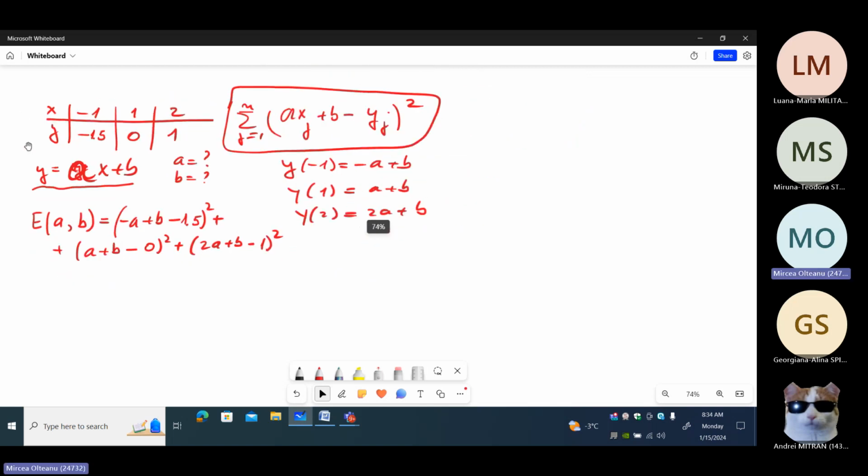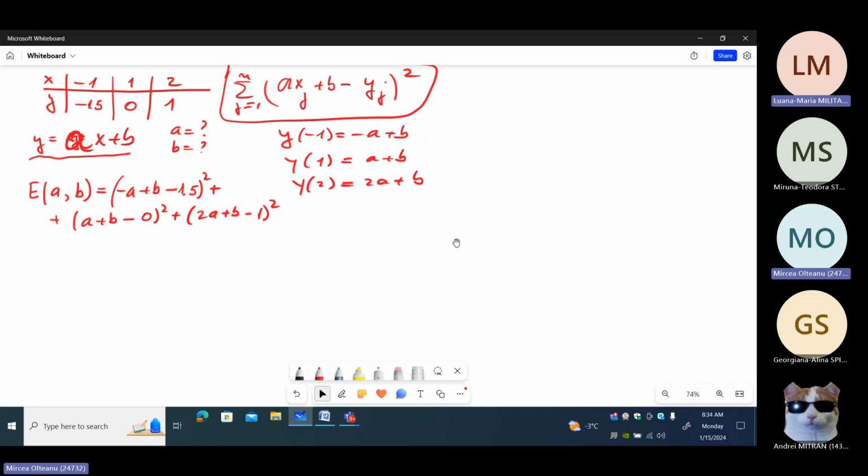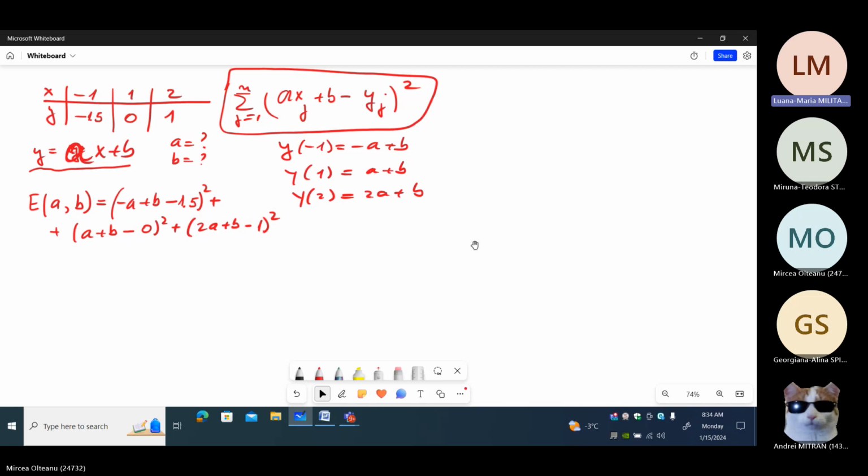So we have to apply the usual method. But the first one isn't plus 1.5? Sorry, here plus, of course. Plus, of course, because here it's negative and we have 2 times the sign minus. Yes, very well, thank you. Okay, so now we need to compute the partial derivatives of e with respect to both variables.